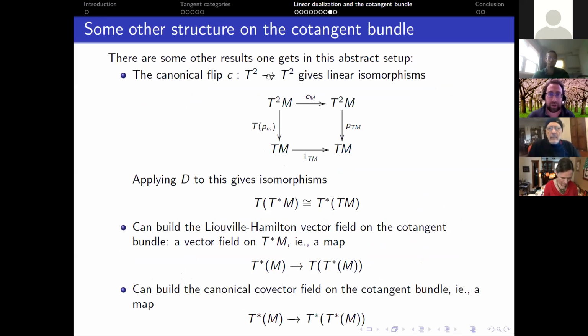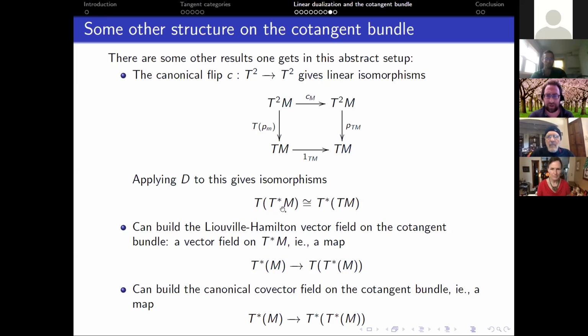The other thing we can do relates to the canonical flips, which give a translation between one kind of differential bundle and another. T squared M is a differential bundle over TM in two different ways, one with T of the projection, one with the projection on TM. So we get these isomorphisms here, and if we apply D to that, that gives us isomorphisms between T of T star M and T star of TM. So the tangent of the cotangent bundle and the cotangent of the tangent bundle turn out to be isomorphic. That just comes out of applying D to this canonical flip.